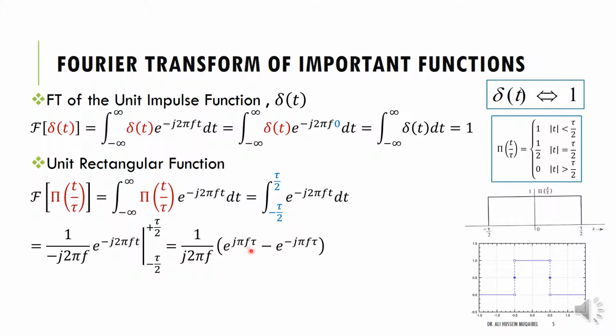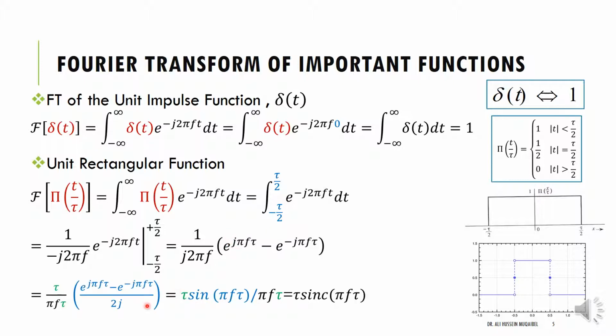Looking at this expression, e to the j theta minus e to the minus j theta. This reminds you of what? This reminds you, using the Euler identity, of the sine function, especially that we have 2j here. So all of this together will make a sine function. Okay, this blue part of the expression will be transformed into sine.